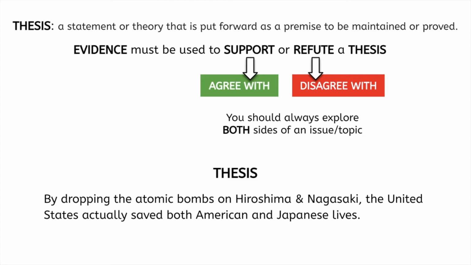For example, if the thesis that we had was, by dropping the atomic bombs on Hiroshima and Nagasaki, the United States actually saved both American and Japanese lives. Well, we would need to go back to as many primary sources as we can to try to find evidence to support this thesis, that yes, dropping the bombs was a good thing in the long run because it saved lives. Someone else could also find evidence to refute this thesis and prove that our point is actually wrong. So evidence can be used to both support or refute a thesis.